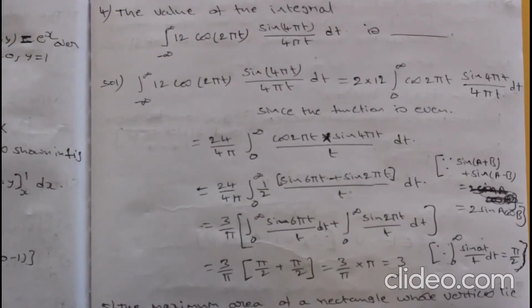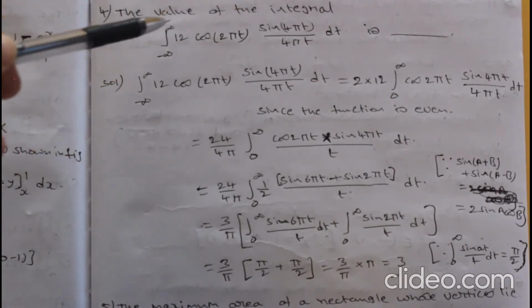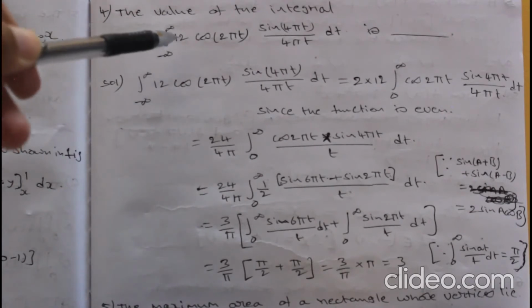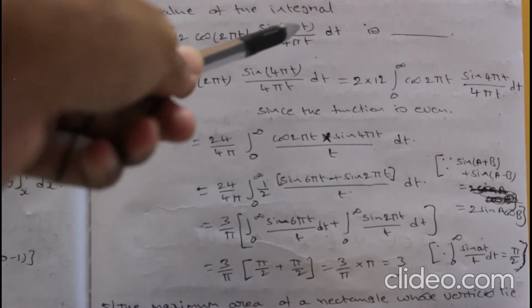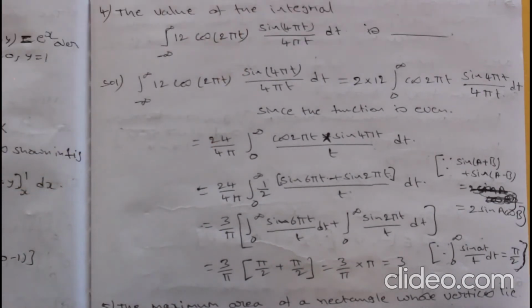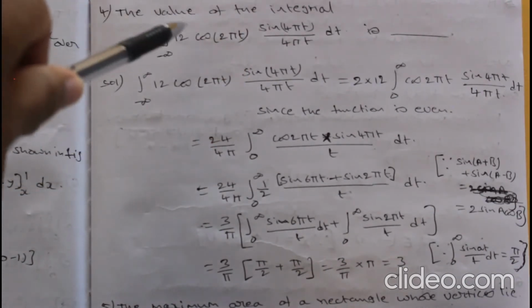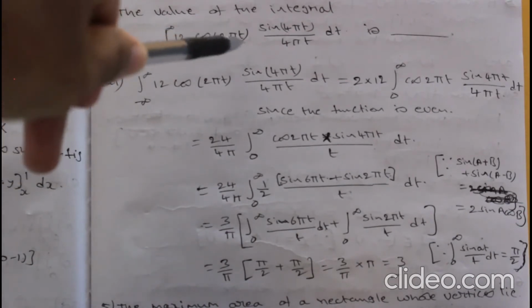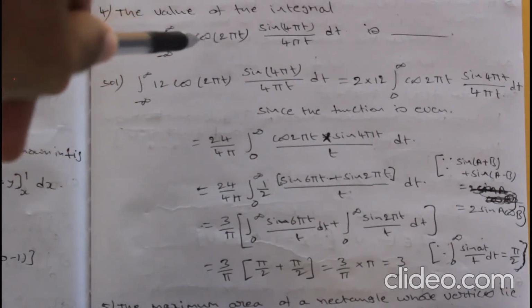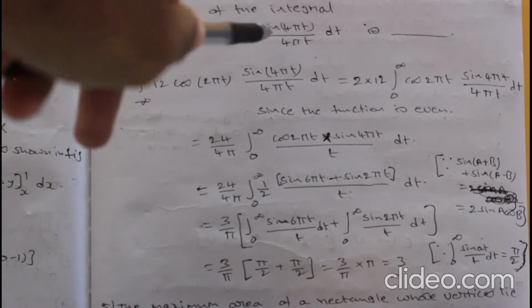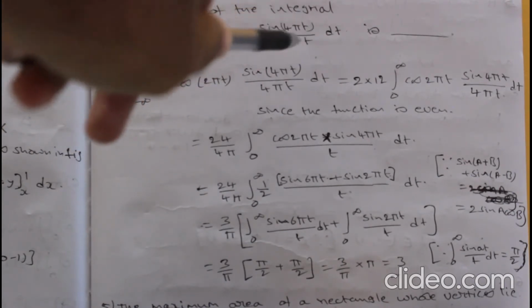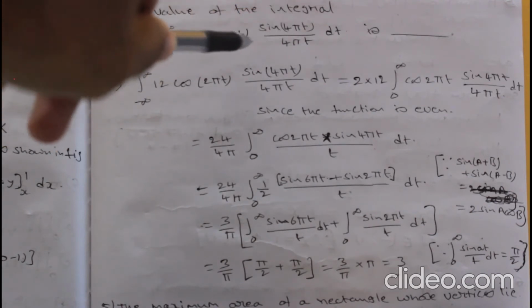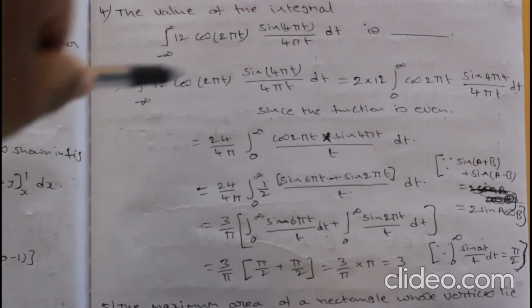Okay. Now look at question number 4. The value of the integral from minus infinity to infinity of 12 cos 2πt into sin 4πt by 4πt dt. If you look into the question carefully, it is cos 2πt. That means 2 into something, that will be an even function, and sin 4πt, so 4 into something, that will be even only. And cos 2πt is even only. So everything is an even function.